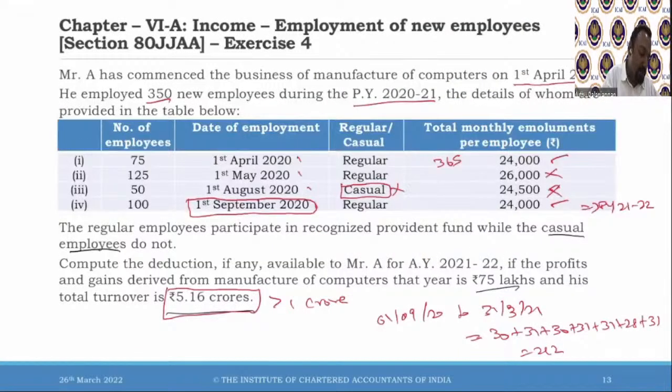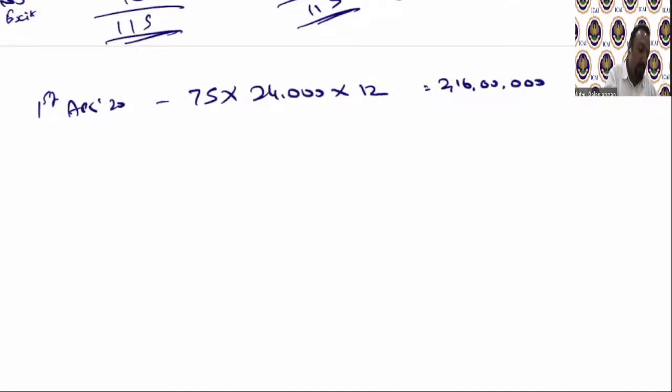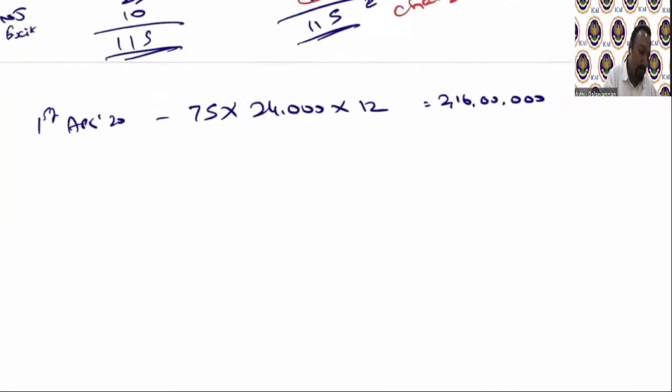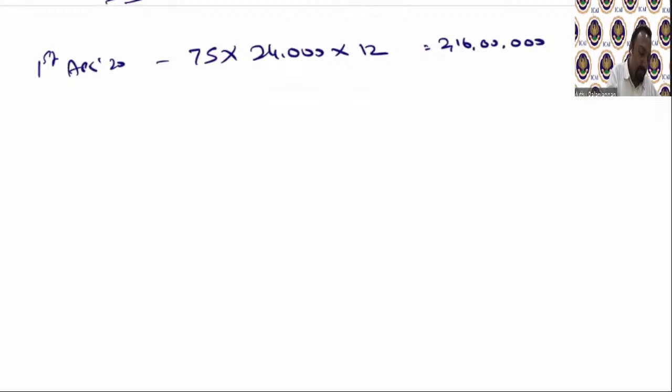Is there anyone else that is included? This 26,000 is not included. Then this 24,000 is also not included. So you currently have only one category of employee for this. So this into 30%, what will that be? That will be 64,80,000. So this is what will be eligible for your 80JJAA for this financial year 2021, that is previous year 2021, assessment year 21-22.